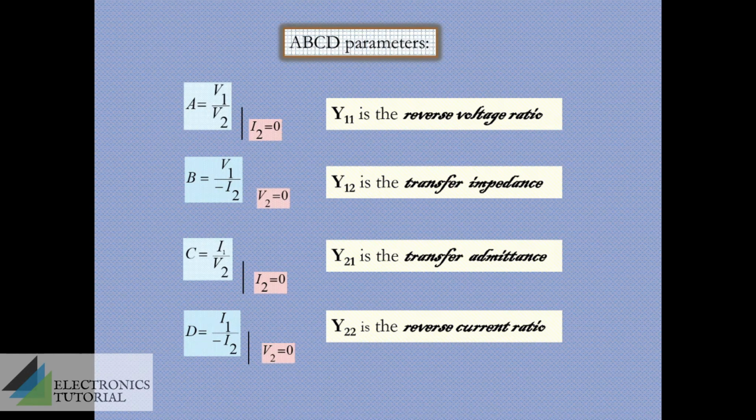By seeing these relations, we can say that the ABCD parameters hold good for defining the transmission characteristics. It defines the voltage or current gain. It also defines the impedance and admittance values. We'll now try to get the ABCD parameters from a network.